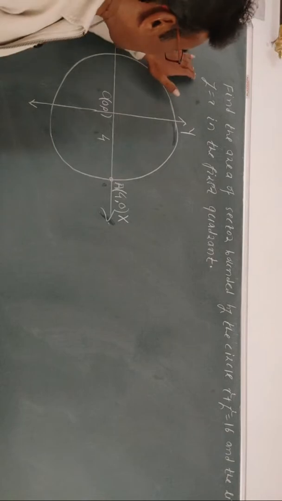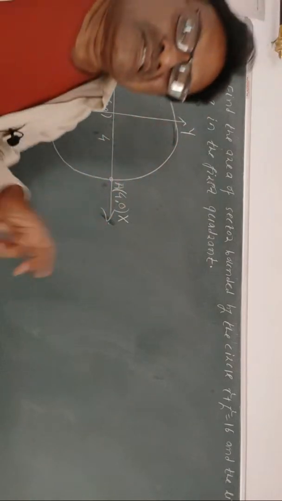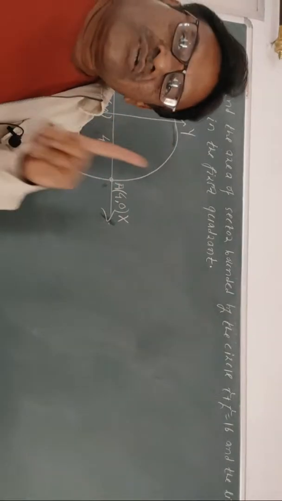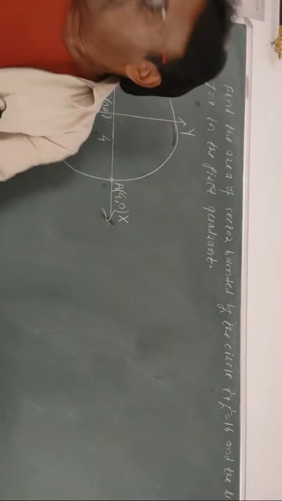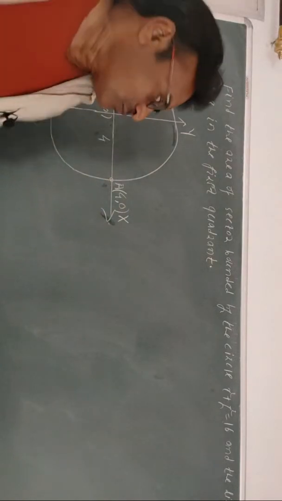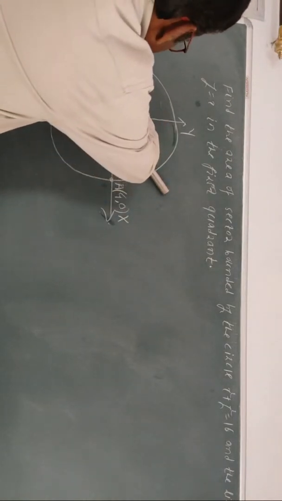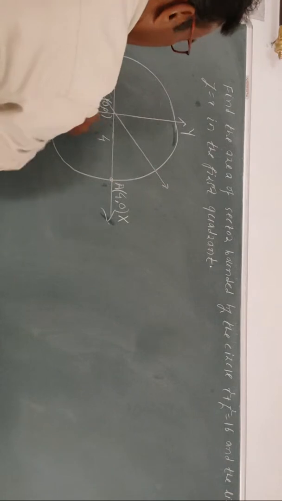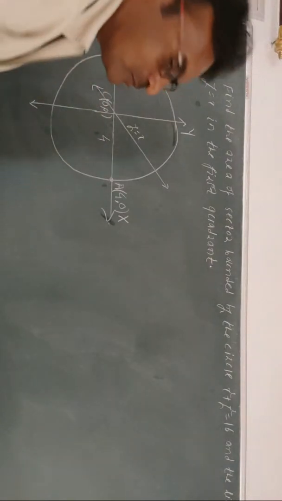Next we draw the line y is equal to x. This is the linear equation of a straight line. This equation does not contain the constant term. Therefore the line represented by this equation passes through the origin. So we draw the line passing through the origin, and the equation of this line is y is equal to x.